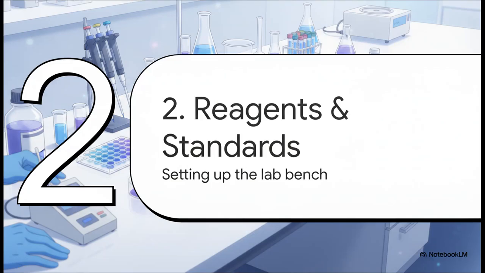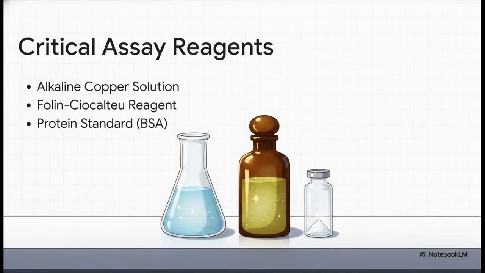Okay, moving right along to section 2, reagents and standard curve, setting up the lab bench. Right, so on our actual bench, we need 3 critical components. First up, the alkaline copper solution. This is a super precise mixture of sodium carbonate, cupric sulfate, and sodium potassium tartrate, and you generally want to prepare this fresh daily. Second, the famous Folin Ciocalteu's phenol reagent.